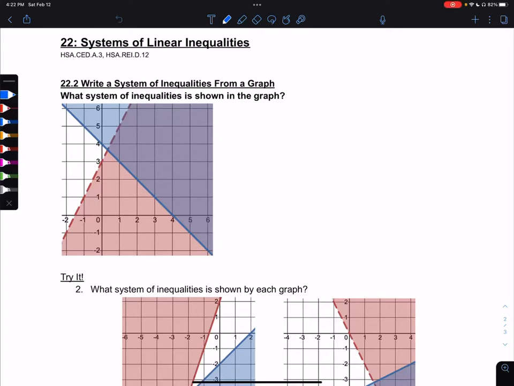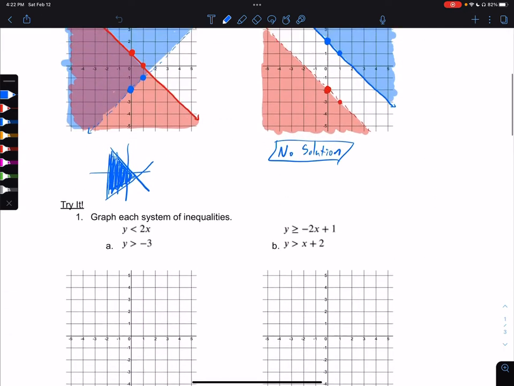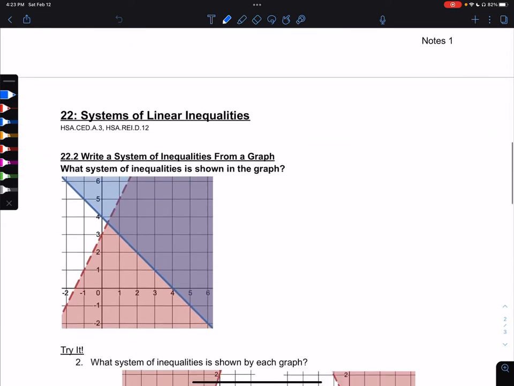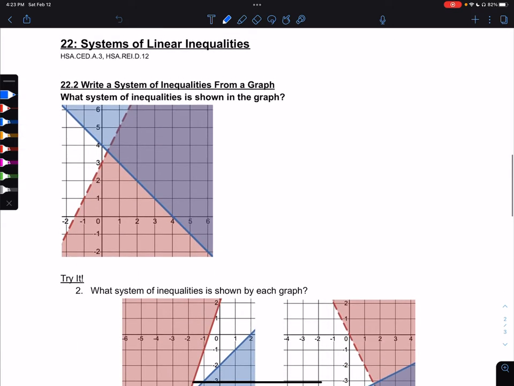In this video, we're going to look at topic 22, example 2, a system of inequalities from a graph. So we're asked what system of inequalities is shown in the graph. And to do this, we want to look at four things similar to the previous problem, right? What we did in the last example, we're looking for slope, we're looking for y-intercept. We need to decide greater than or less than, whether it's shaded above or below, and we need to look at whether it is a dotted or solid line.